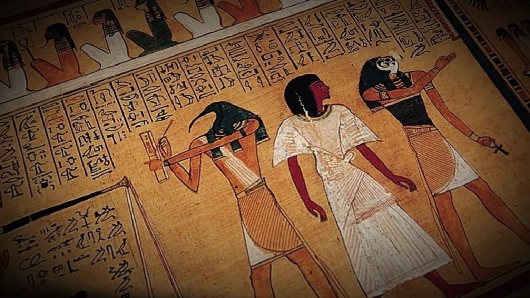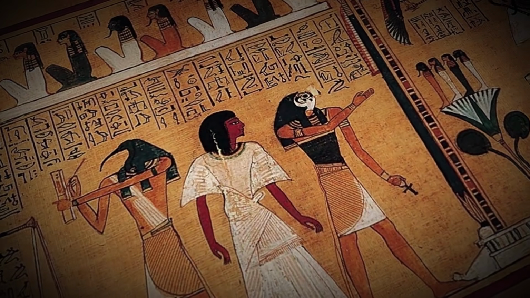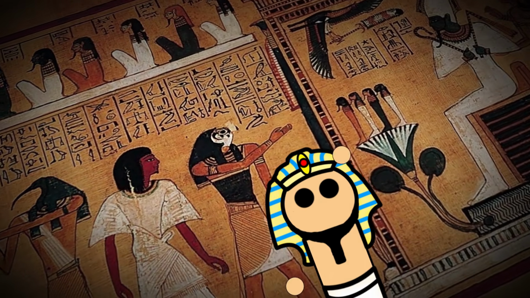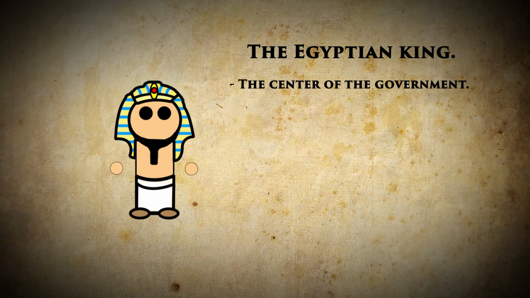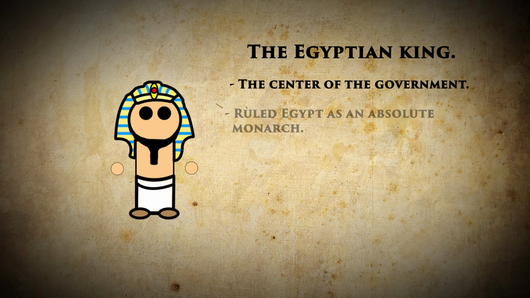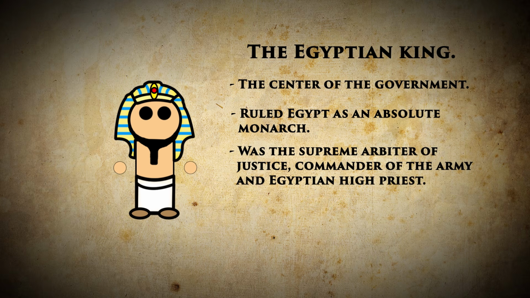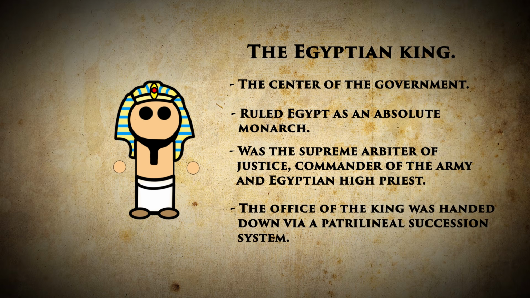To cover the ancient Egyptian government, it's best to start at its core, which is the Egyptian king. The ancient Egyptian government was completely centralized around the office of the king, known as the pharaoh in Greek. The Egyptian pharaoh ruled the land as an absolute monarch, being the supreme arbiter of justice, commander of the army, and also the Egyptian high priest. The office of the pharaoh was handed down via a patrilineal succession system, with the eldest son usually being the one to succeed his father.